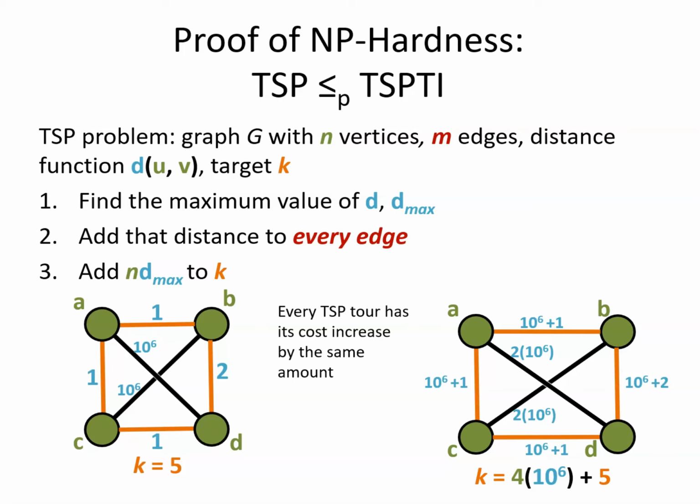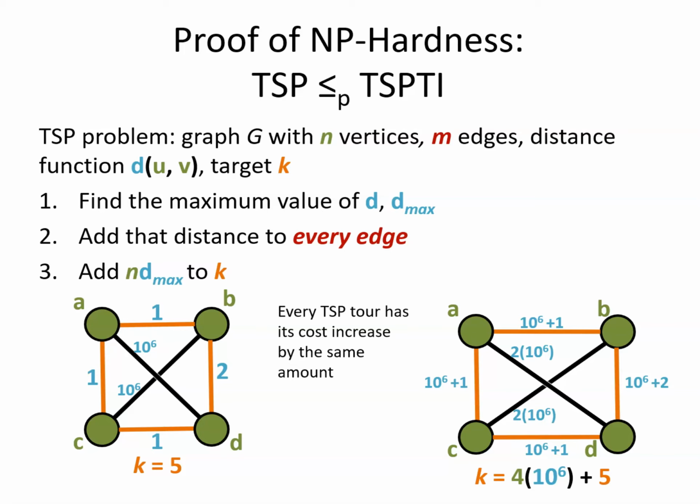First, as we described before, every TSP tour that we had before has had its cost increase by the same amount. That means if a tour cost some amount x before, it must cost 4 times 10 to the 6th plus x afterwards. Following this transformation, it makes sense that if we had a tour of cost 5 before, we have a tour of cost 4 times 10 to the 6th plus 5 afterwards. This gives us our if direction on its own. We can actually also see that it gives us our only if direction.